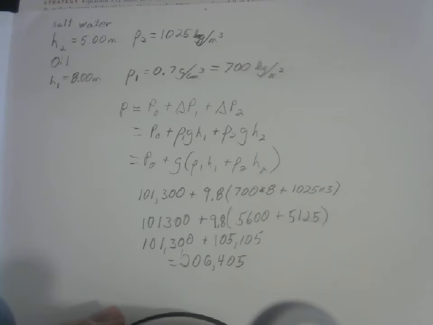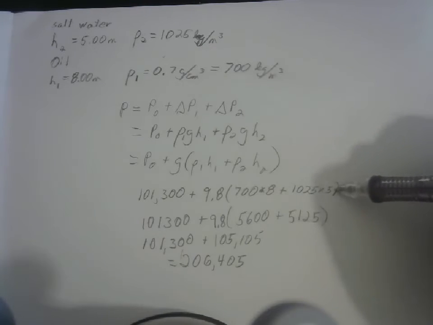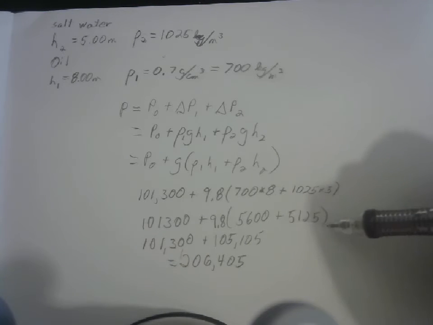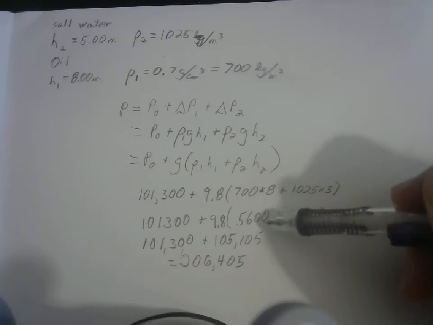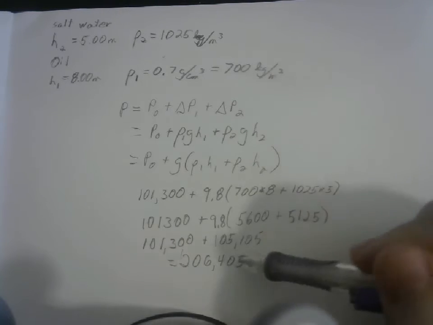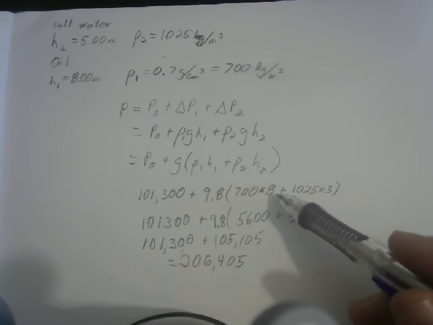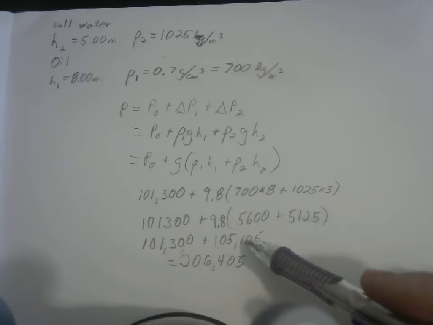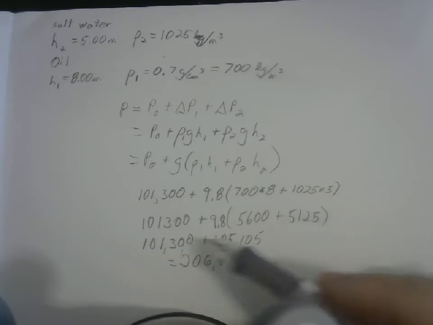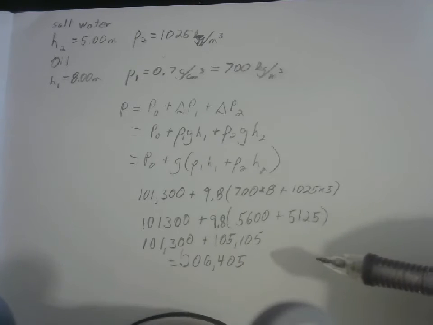So I'm showing a lot of numbers here that aren't really strictly necessary, but you can see the contribution of about 5 meters of salt water, 5,125, is about the same as 8 meters of oil. And then the contribution of the combination of salt water and oil is about the same as the contribution of the original air pressure at the surface.